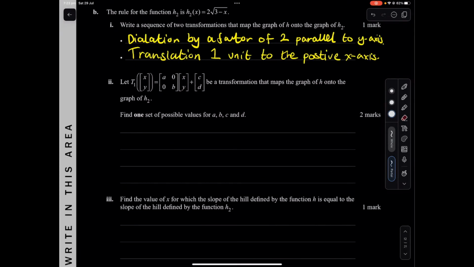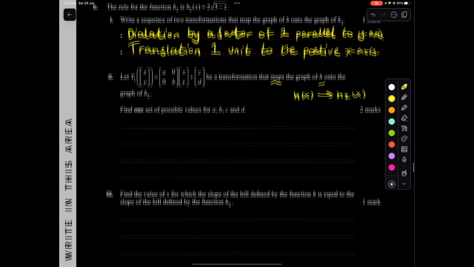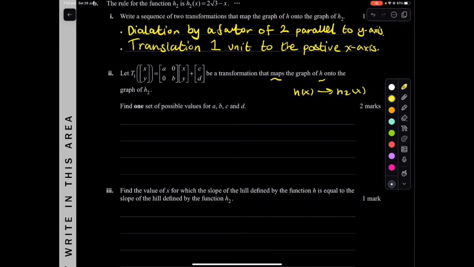It says let T1 be a transformation that transforms the graph of h of x to h2 of x. Find one set of possible values for a, b, c. So first I'm going to expand this out. To expand it, I know that this is your x and this is your y.